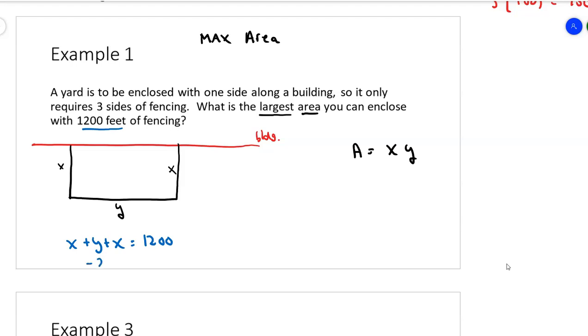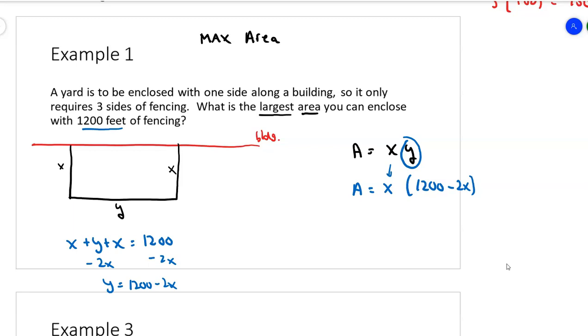Right, so if I subtract the 2x from both sides, because x plus x is 2x, I get y equals 1,200 minus 2x, which means I can replace the y over here with a 1,200 minus 2x. That x carries down. So now I have everything in terms of one variable.